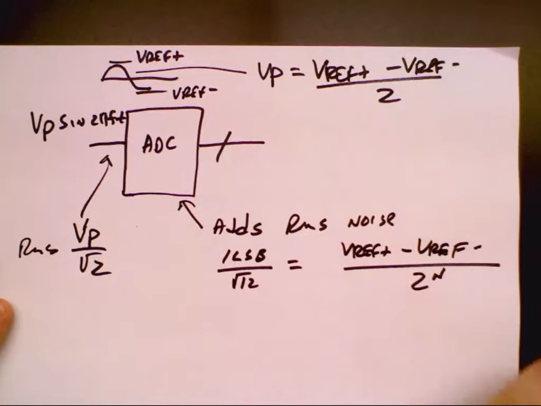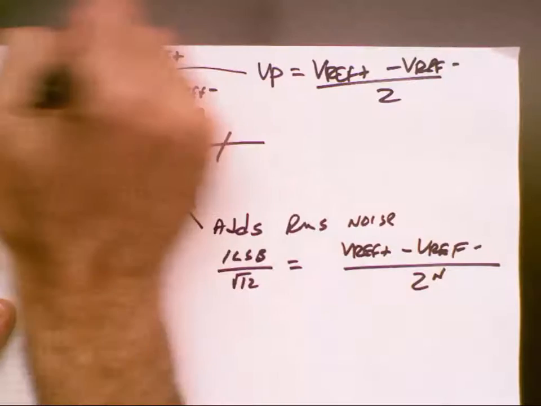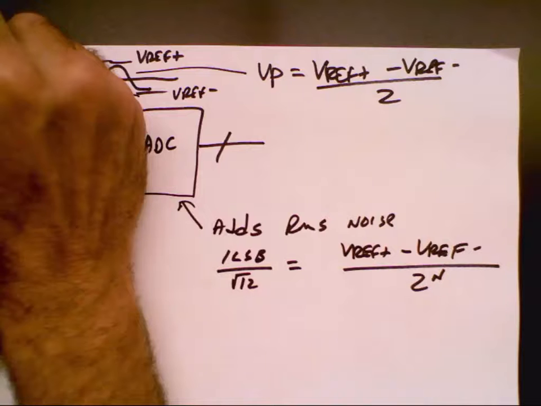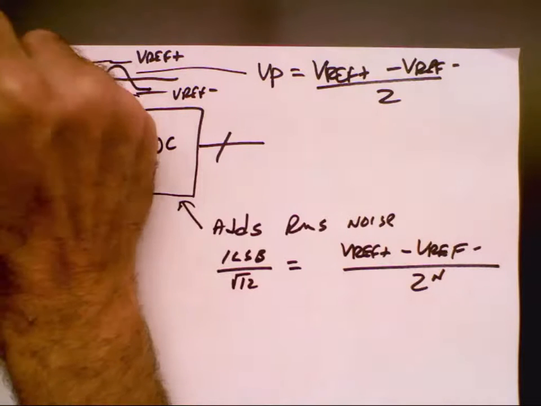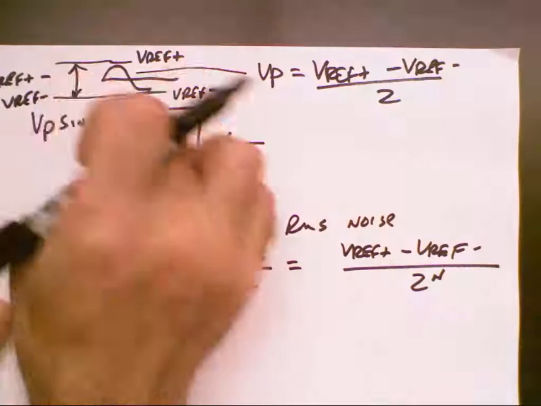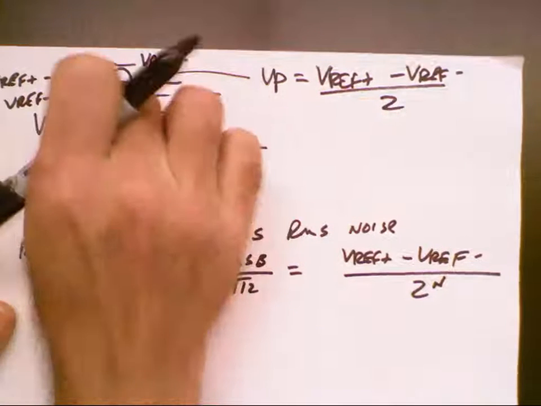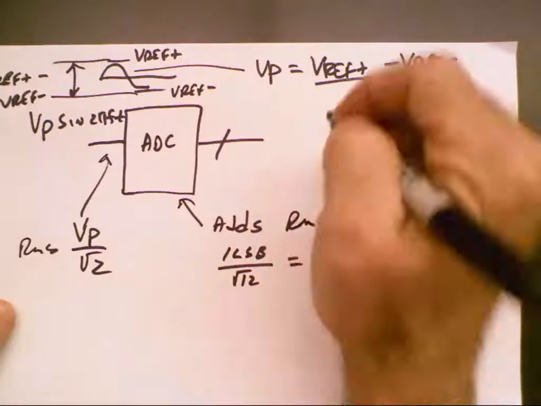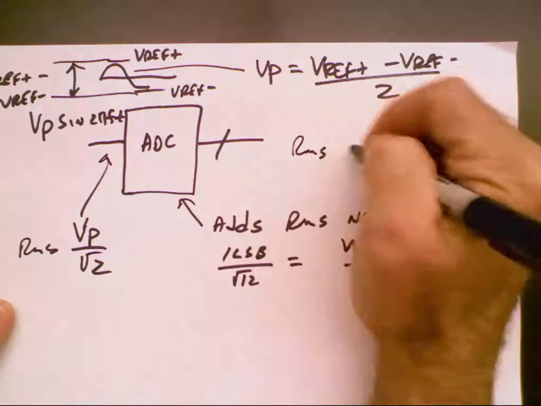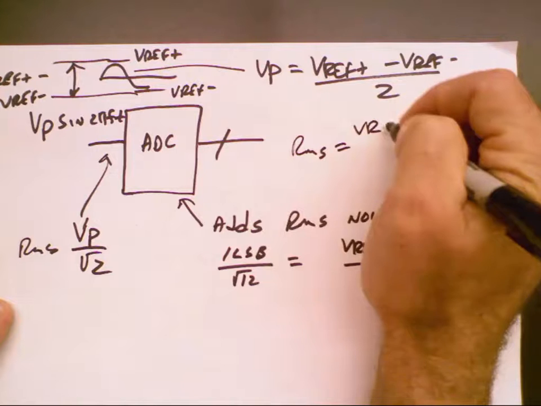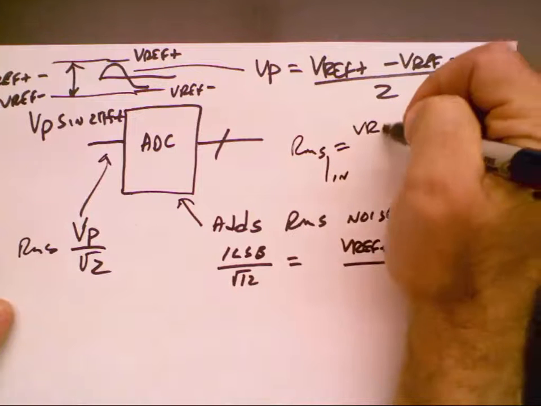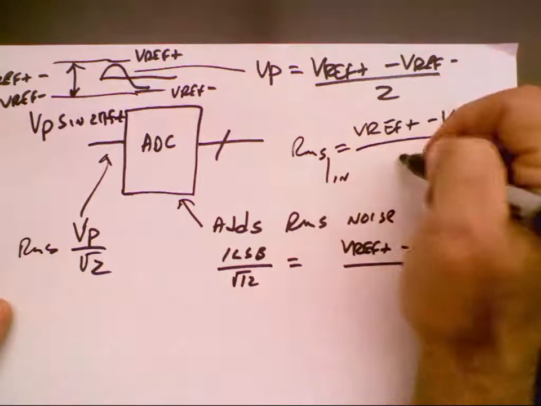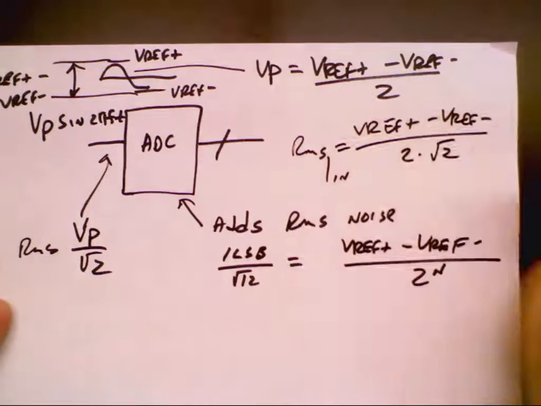Nothing challenging. Okay, just as a sanity check, what's this delta here? Yeah, Vref plus minus Vref minus. And I'm saying, okay, I want to go up by this amount and down by this amount. So what's my RMS input? It's (Vref plus minus Vref minus) all over 2 times the square root of 2.